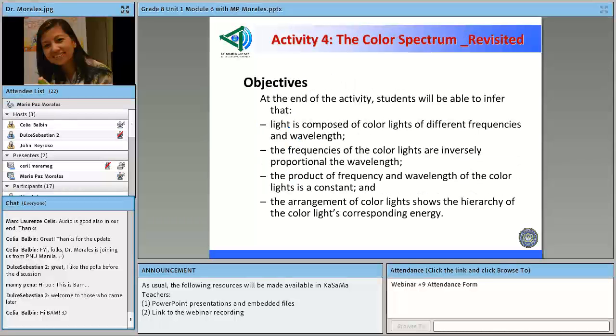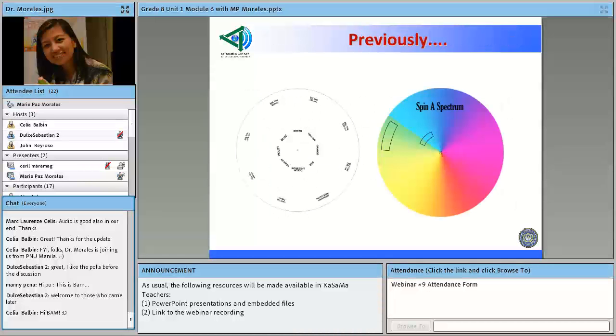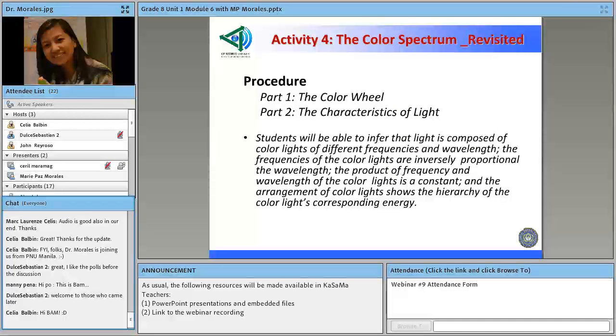Okay, and for the fourth one, the title is The Color Spectrum Revisited. It's because in grade 7, they were able to construct a color spectrum already. However, the focus here is on other characteristics than the ones they previously had. So in grade 7, they had frequency in relation to wavelength and the product of frequency and wavelength, which is the speed. So this time, we would want them to take a look at energy and the corresponding frequency.